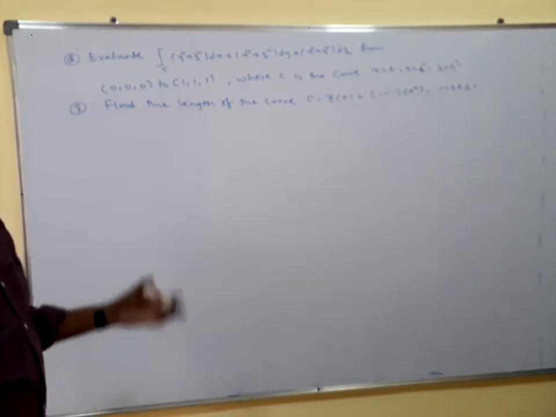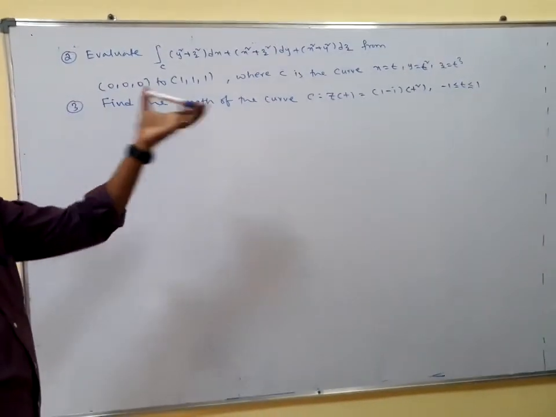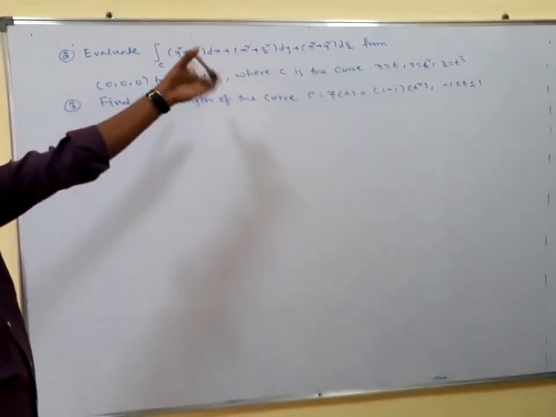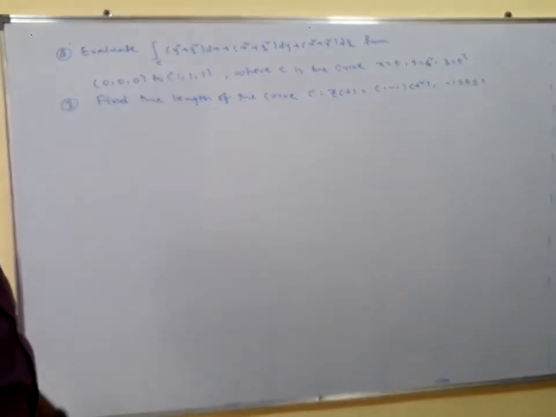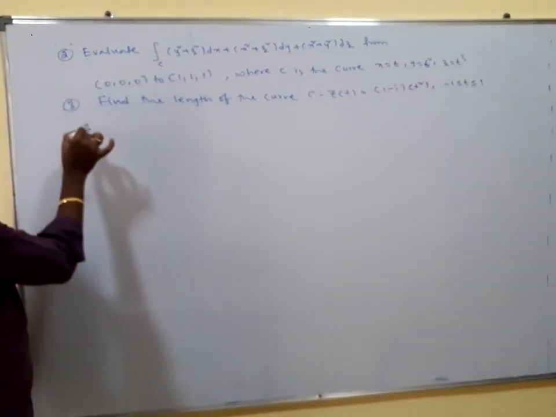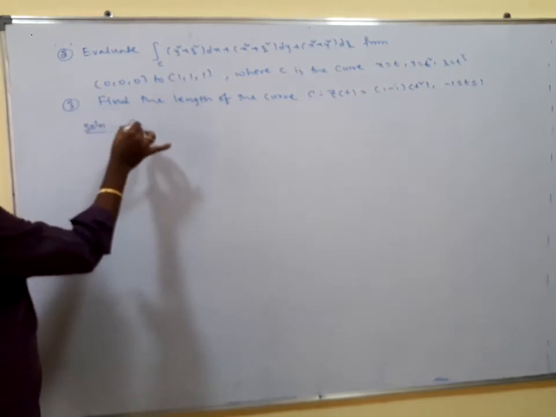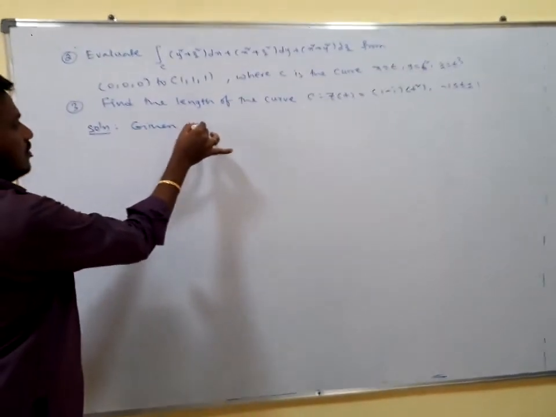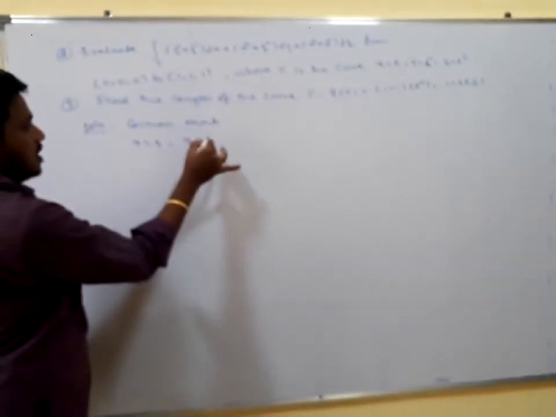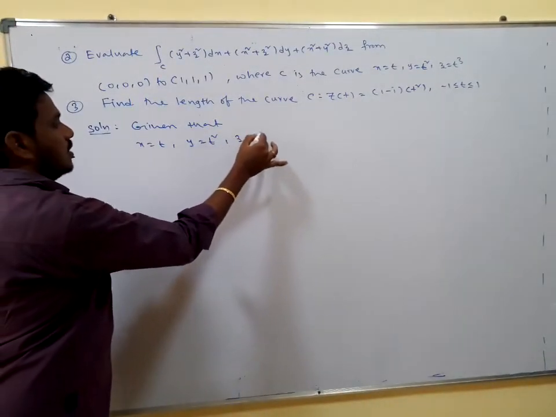Right. Now by using the parametric equations, I am going to find the t limits and substitute x, y, z and dx, dy, dz in terms of t. You will get the answer. It is a very easy problem. Now coming to the solution. Given the parametric equations, x is equal to t, y is equal to t square, z is equal to t cube.